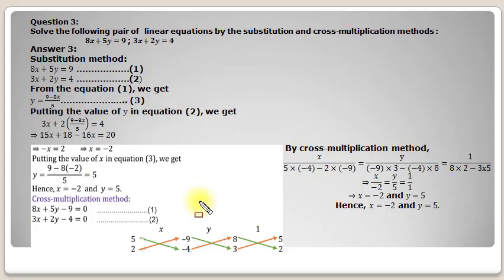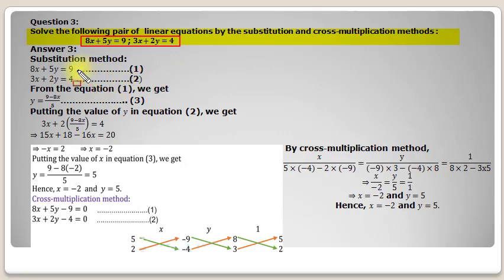Now come to the third question of this exercise. In this third question, they are asking us to solve the pair of linear equations by the substitution method and the cross multiplication method. A pair of linear equations is given to you: 8x plus 5y equals 9, and the second equation is 3x plus 2y equals 4.